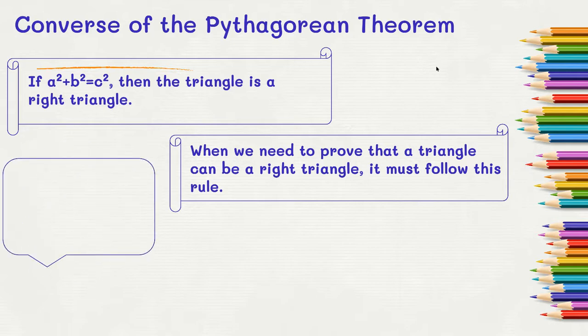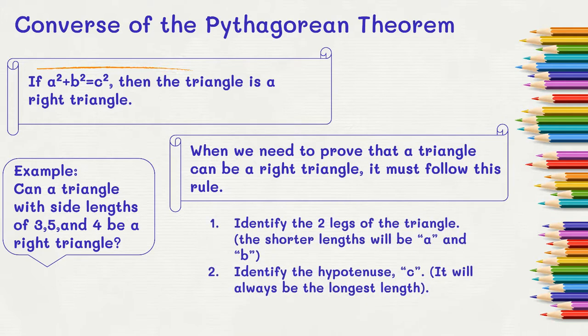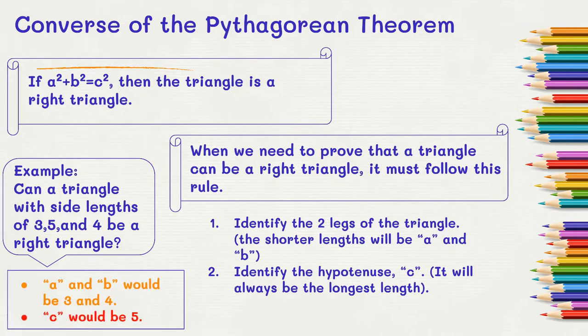All right, so let's look at an example. Can a triangle with the side lengths of 3, 5, and 4 be a right triangle? So the first thing we're going to do is identify the two legs of the triangle. The shorter lengths will be a and b. And then we identify our hypotenuse. It's always going to be the longest length. So now we have a and b, they would be 3 and 4. And then our c would be 5 because 5 is the longest length.